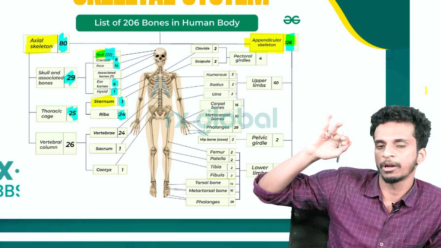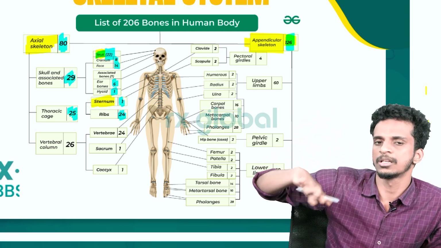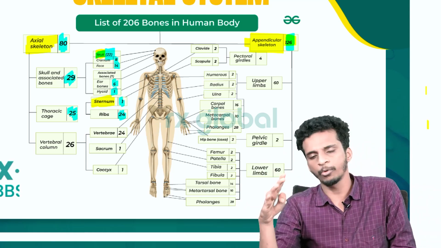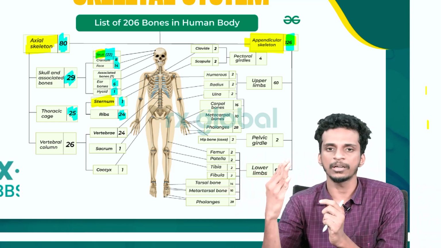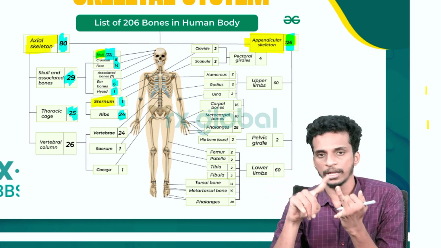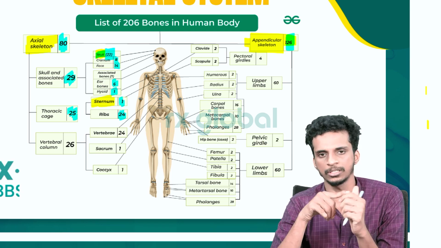Now, regarding my vertebrae, I have different types of vertebrae. I have cervical vertebrae, thoracic vertebrae, lumbar vertebrae, then sacrum, and then coccyx. These are the 5 parts of the vertebral column. You will learn about how many cervical, how many thoracic. I'm not detailing it, but just now, these are the parts of the vertebral column: cervical, thoracic, lumbar, sacrum, and coccyx.